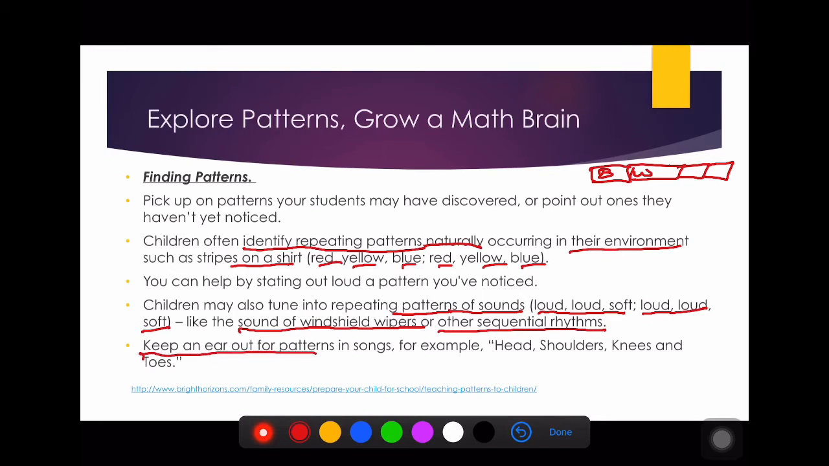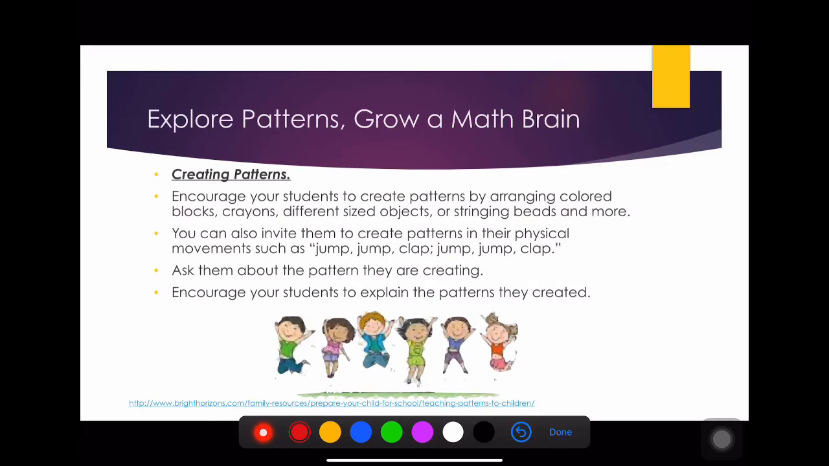Keep an ear out for patterns in songs. For example, the song for kids, head, shoulders, knees, and toes. So you can play that song, and then ask them to find the repeating patterns in the song. Alright, for creating patterns, you can encourage your students to create patterns by arranging colored blocks or crayons or different sized objects, or stringing beads and more. Stringing beads, making a bracelet or a necklace, that would be fun for the girls.